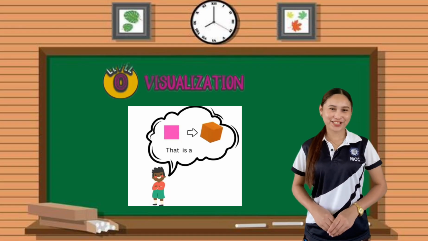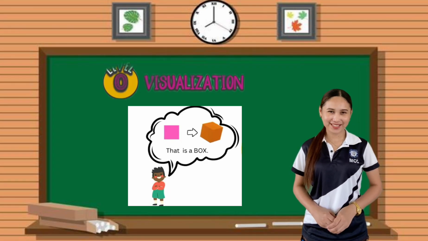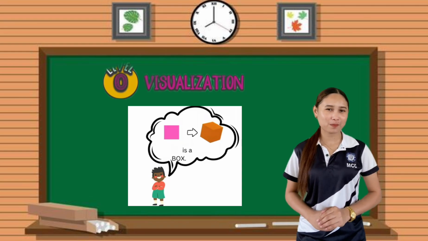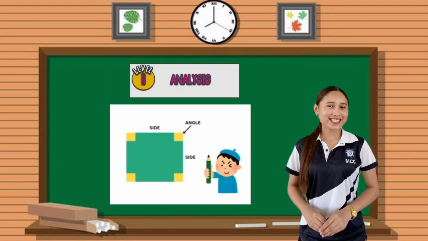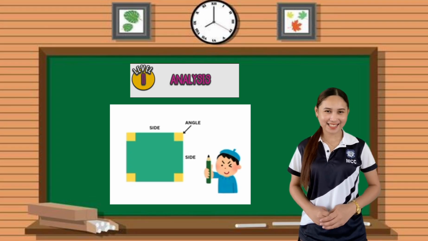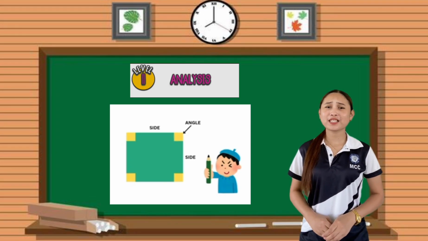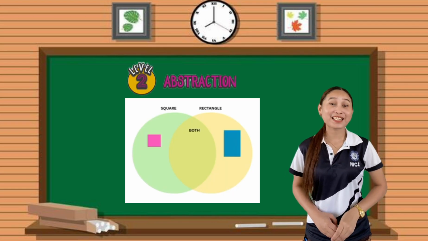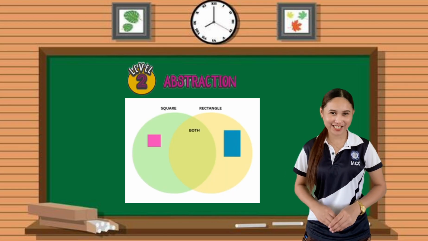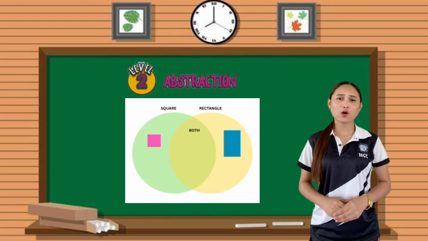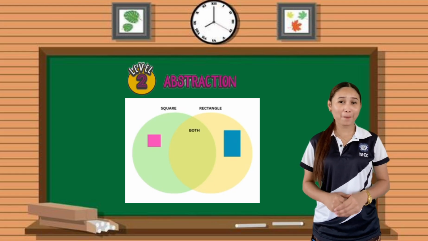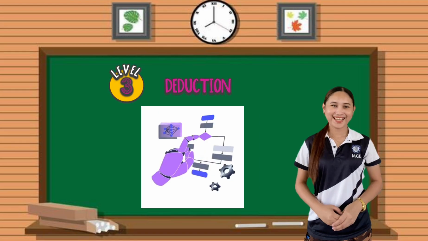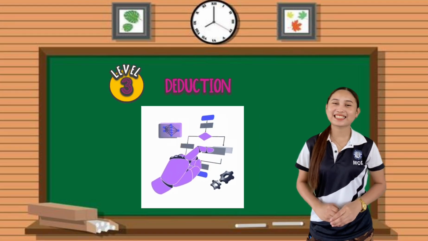First, level 0, visualization. At this level, students identify geometric figures and shapes based on their appearance. Next, level 1, analysis. At this level, students begin to recognize and describe geometric shapes by their properties. Next, level 2, abstraction. At this stage, students organize their knowledge of geometric properties and begin to understand how different properties are related.